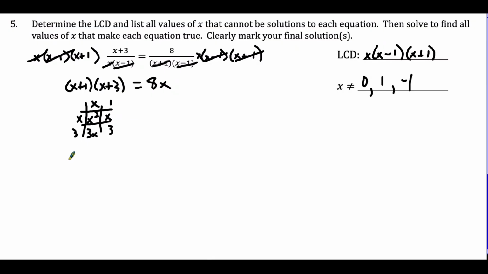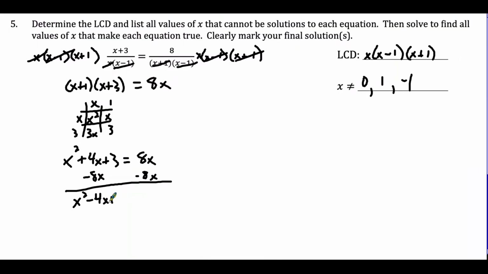So my left side of my equation here ends up being x squared plus, if I combine these like terms, 3x plus x would be 4x plus 3 equals 8x. So again, I've got a quadratic to solve. I want to get everything on one side equal to 0. So I will subtract this 8x over to the other side. So we get x squared minus 4x plus 3 equals 0.